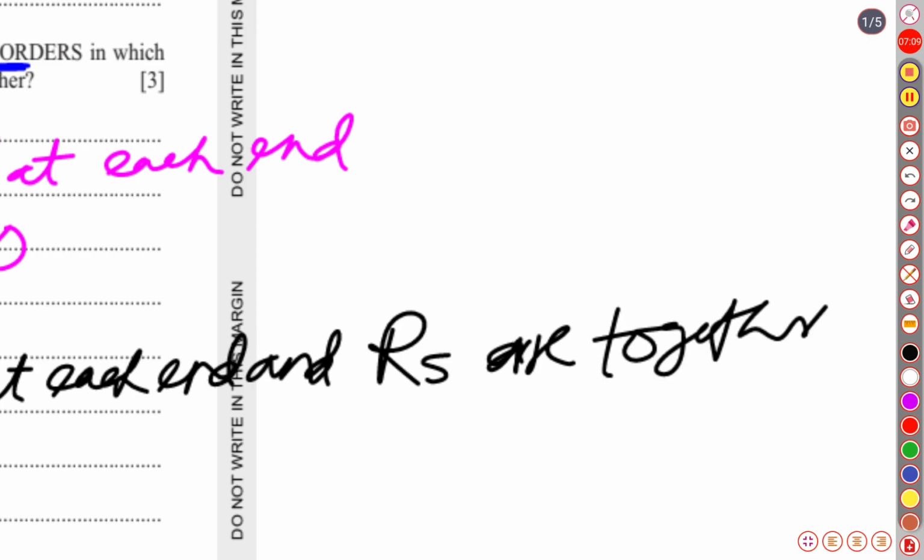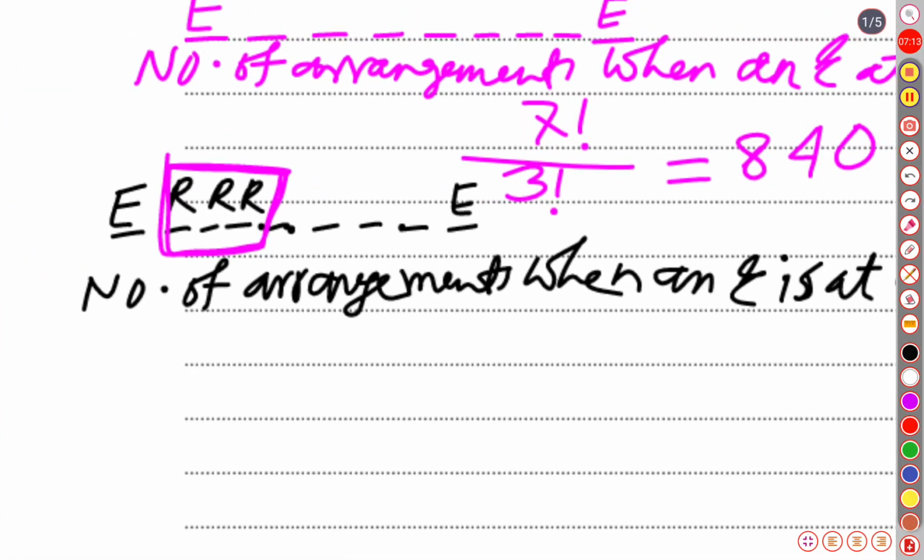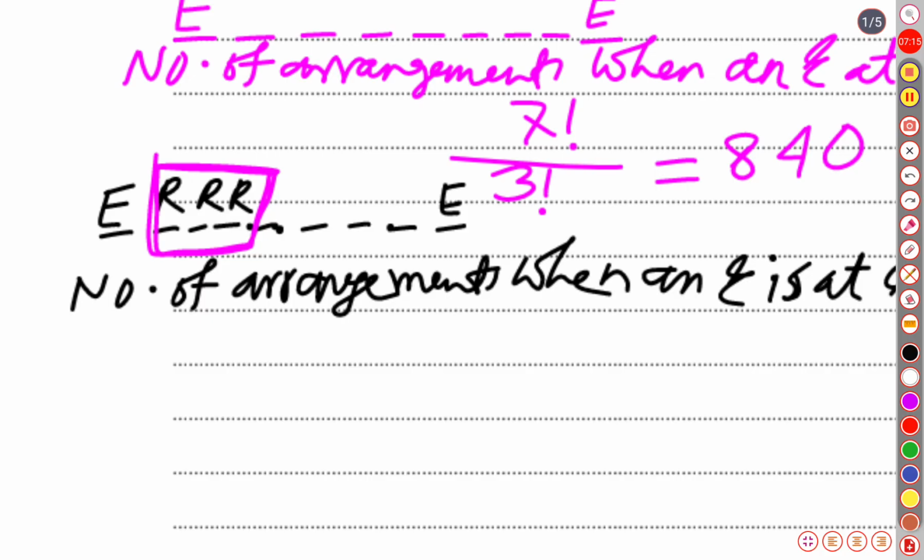Together. So what will be the number of arrangements when R's are together and an E at each end? So the total number of arrangements is going to be, look at this, E's have already been fixed, so there is no question of arranging E. We will just arrange the remaining letters.